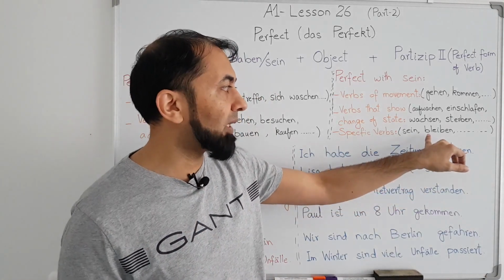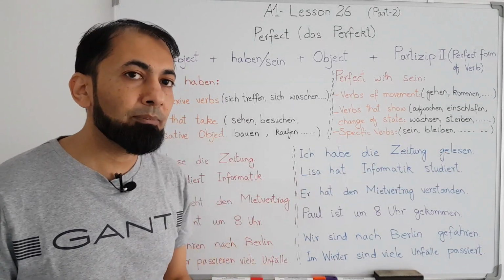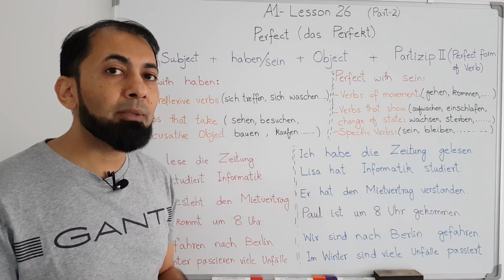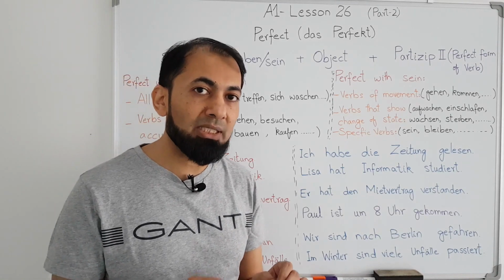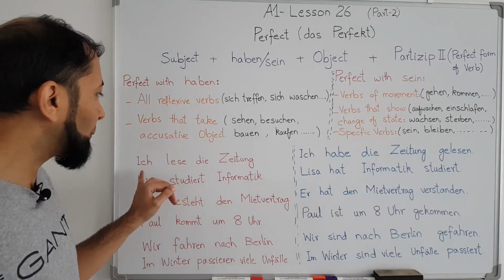Whenever one of these verbs come in the sentence in perfect tense, we will always use sein verb, and we will conjugate the sein verb with respect to the subject of the sentence. Now let's go through the examples.